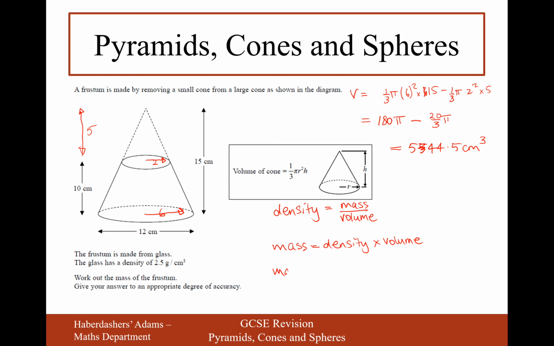So the mass of this frustum is going to be 544.5 times by 2.5, that's the density, so times 2.5 equals... Give your answer to an appropriate degree of accuracy. I'll give it to 3 significant figures, 1360, and the mass is going to be grams. And there we are, that's the answer for this question here, 1360 grams.